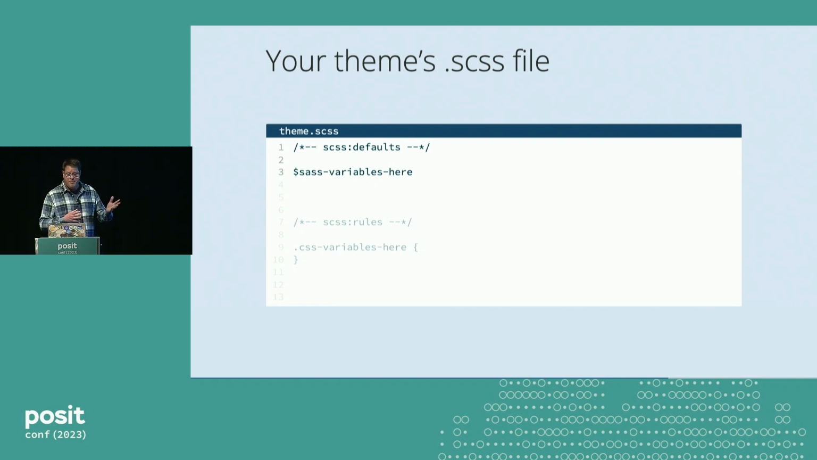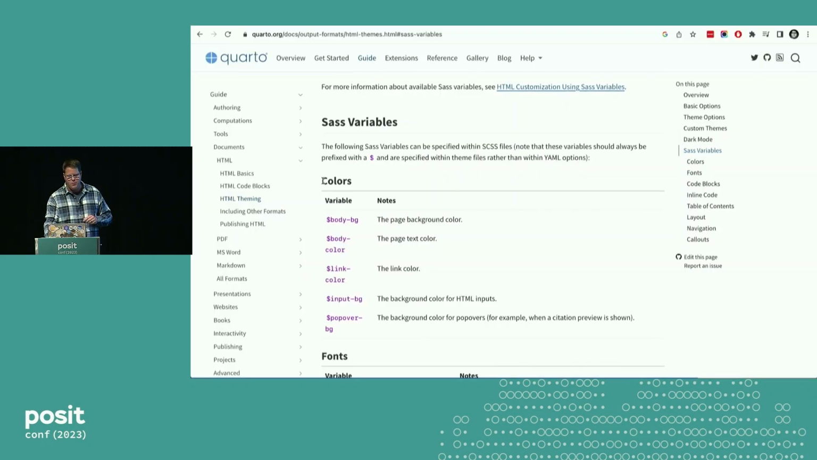All right, so here is the SCSS file. Here's how you set it up. In the top part, we put this comment, SCSS defaults, and under that, I'm going to put my Sass variables, and I'll show you what those are in a second. Then down below, I've got the SCSS rules. That's where I'm going to put some CSS. Something I really want you to pay attention to here is that before you put the Sass variables in, or the CSS, you need to put that comment there for Quarto to pick up what you're putting down. You need to have at least one of those comments in there for Quarto to understand what you're going for.